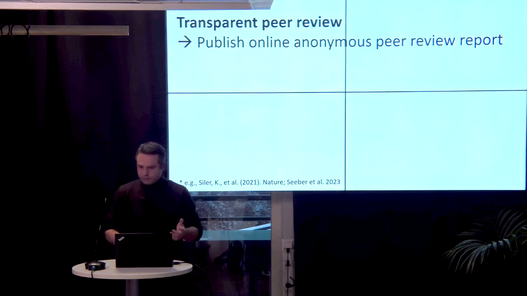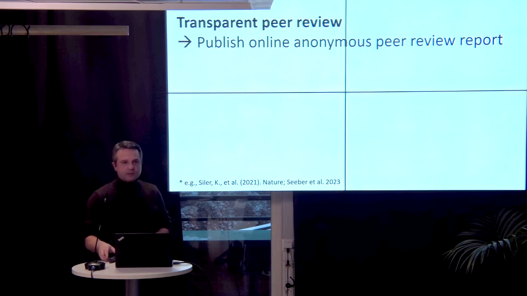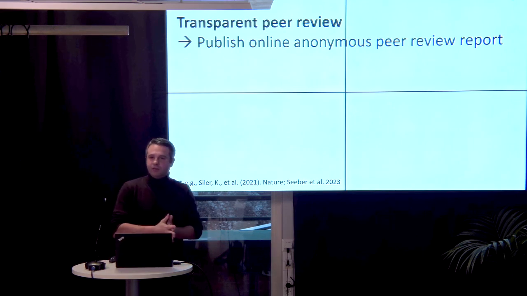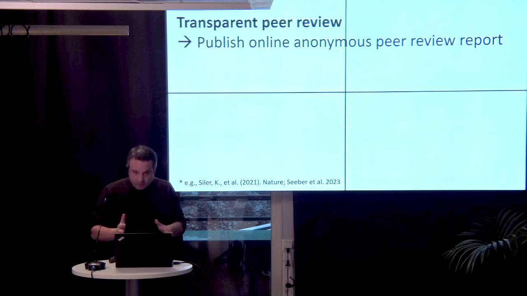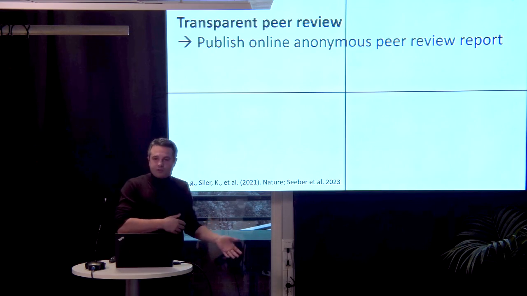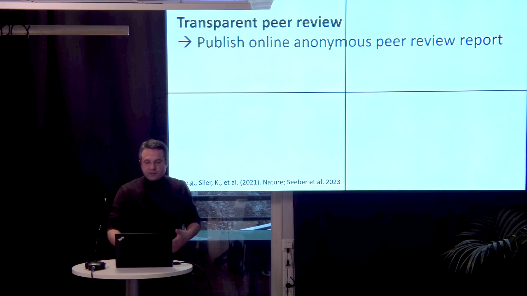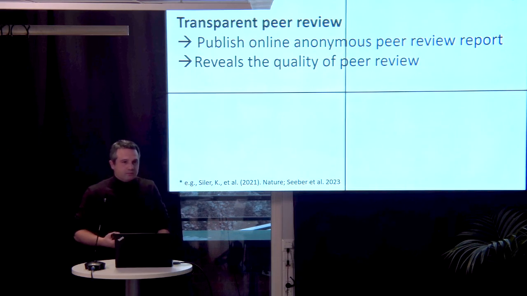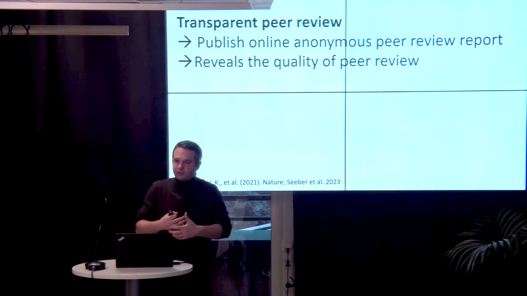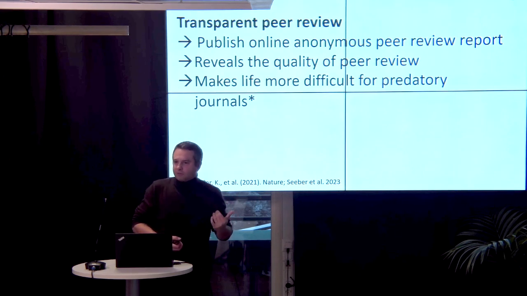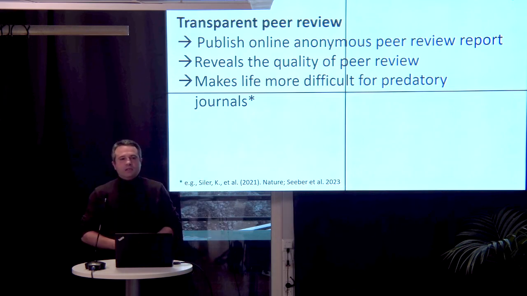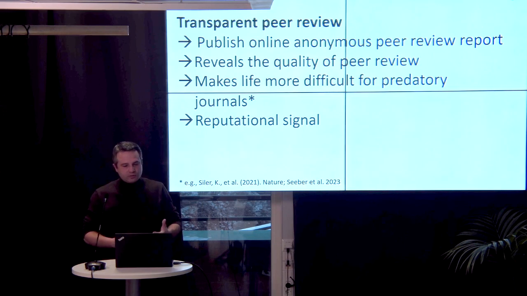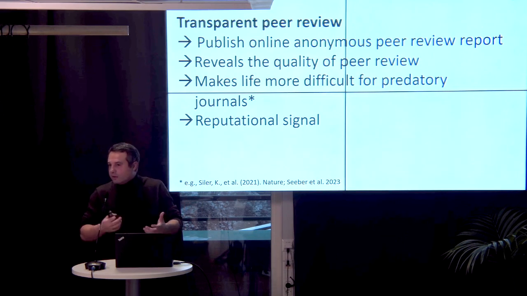I'm a co-editor of a journal. What we did recently is to venture into a pilot of transparent peer review, which means we publish anonymous peer review reports of published articles. The logic is that this helps to reveal the quality of the peer review, that we abide by some standards for all our publications. It is much more difficult to do for a predatory journal. You probably cannot publish the peer review report in such journals. It's a way to signal reputation and to enable research on peer review.